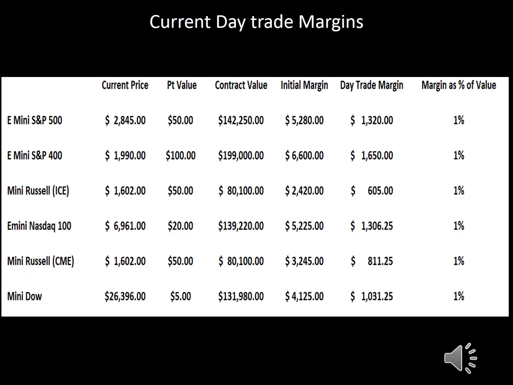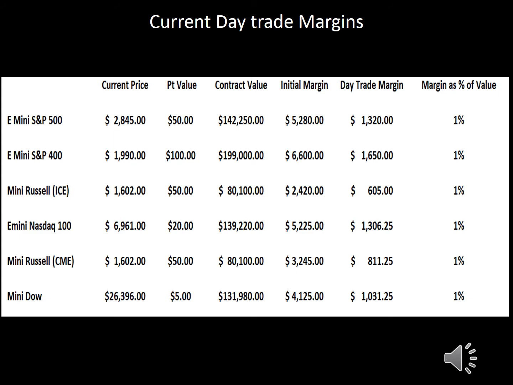These are the current day trade margins and contract values that TradeStation uses. And just to give you an idea of how much money you're trading, if you're trading the E-mini S&P, you're trading about $140,000. If you're trading the E-mini S&P 400, the mid cap, it's almost $200,000. If you're trading the NASDAQ, which is what I trade, it's about $140,000. So it's a lot of money trading one contract. It's a lot more than 100 shares of a stock.